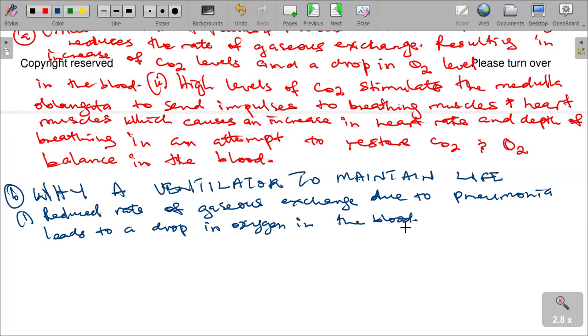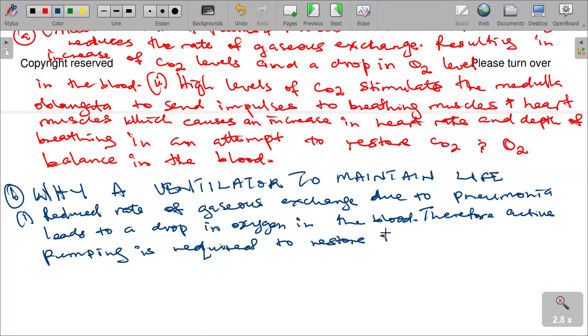And then what happens therefore is that active pumping of oxygen is required to restore the level of oxygen in the blood. You understand?